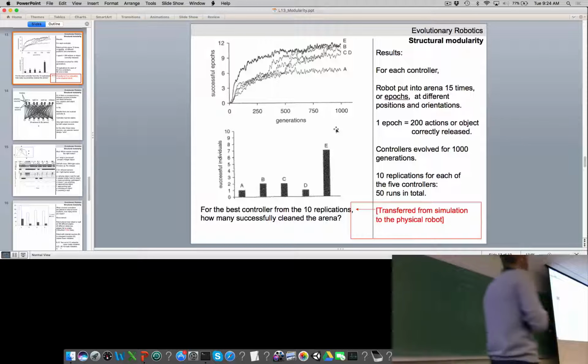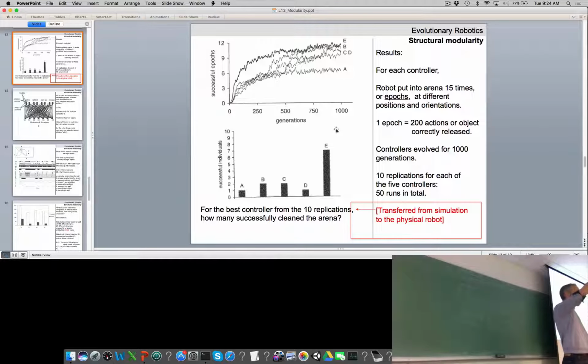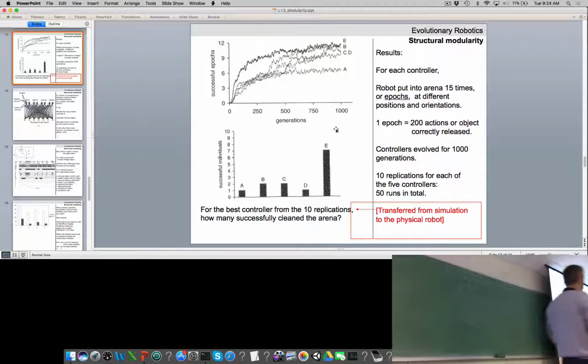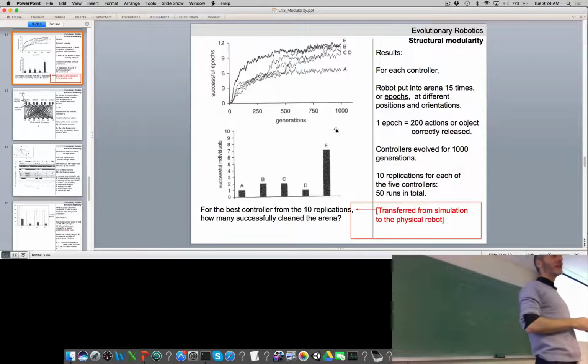What's an epoch? Well, when they evaluated each controller on the robot, they downloaded the controller onto the physical robot. So this was an early experiment from the 90s before physics engines existed. They put the controller into the robot, and then they put the robot at 15 different positions in the arena. And each of those is an epoch, and an epoch lasted for 200 actions, 200 updates of the neural network, or fewer actions if the robot during that epoch found a sugar cube, picked it up, got to the wall, and successfully dropped it on the far side of the wall.